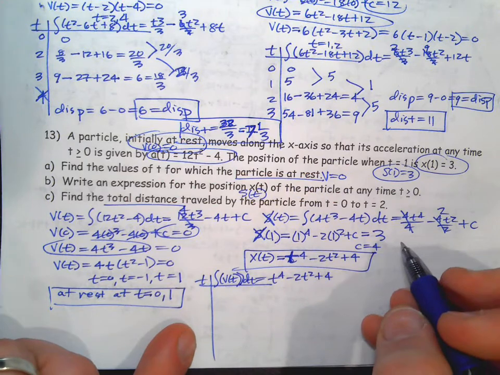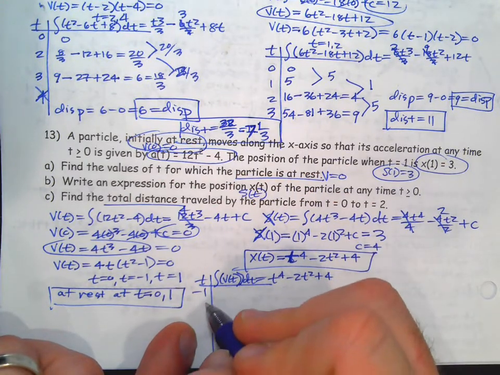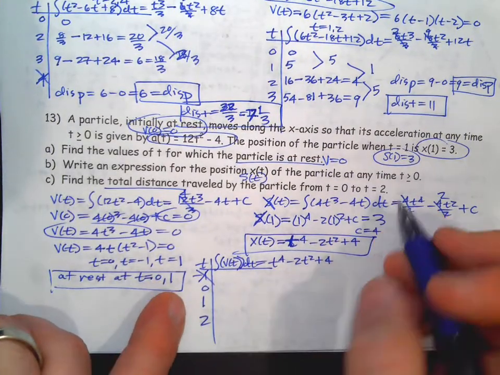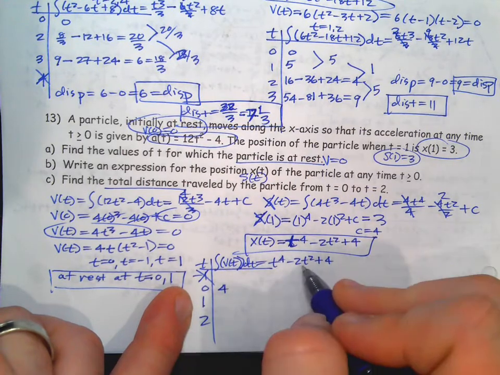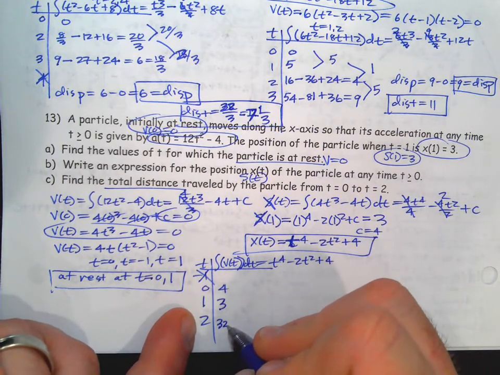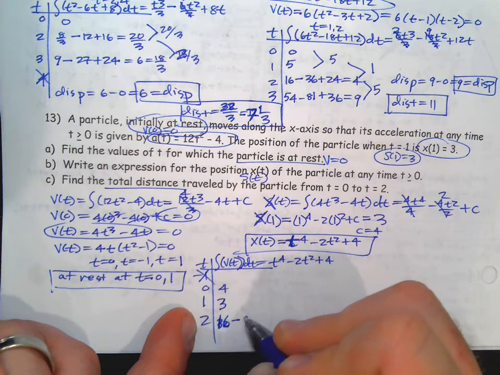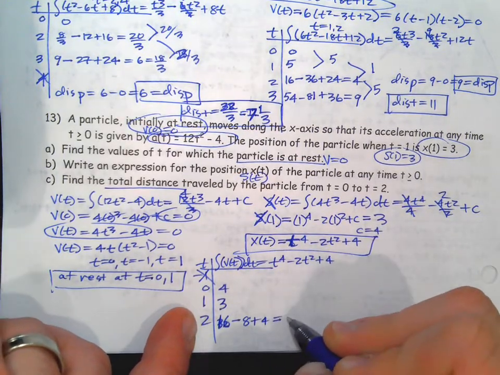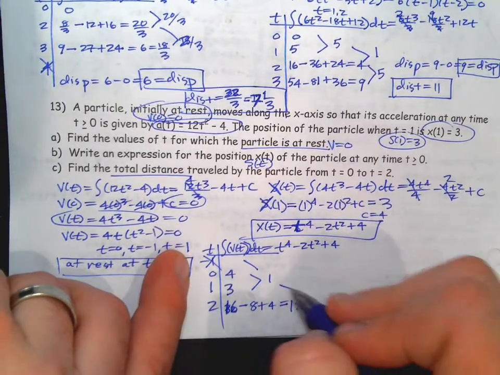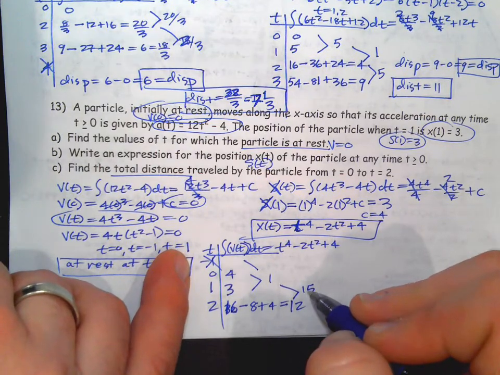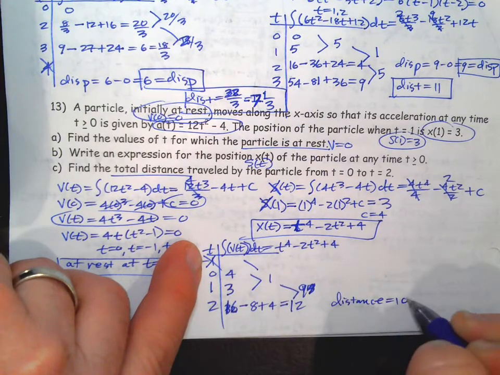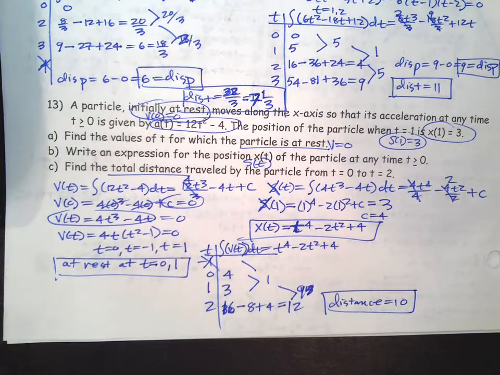You could use it. It should come out the same. And so we're going to do negative 1, 0, 1, and 2. We're going to get rid of the one outside of the endpoints, 0 to 2. Plug 0 in, you get 4. Plug 1 in, you get 3. Plug 2 in, you get 16 minus 8 plus 4, which is going to be 12. So the distance is going to be 1 and 9, so the distance equals 10. All right, there you go. That's it.